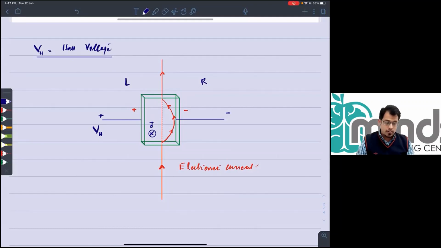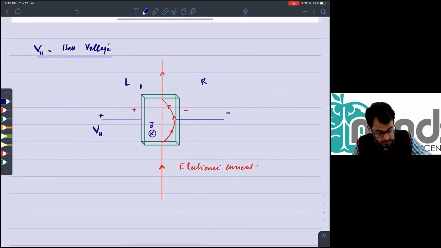Now, before we start deriving a certain relationship for this, we should be very clear about what we are actually going to do. Electrons are traveling. The moment they enter the metal plate, because of magnetic force, they will start moving towards right. So right becomes negative, so left will become positive. Some potential difference is created. This potential difference is known as Hall voltage.